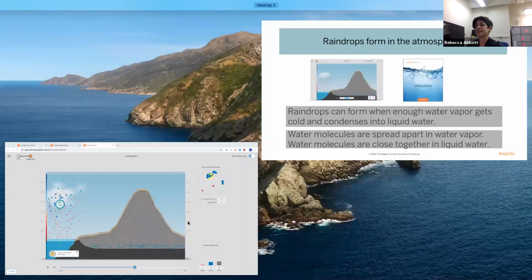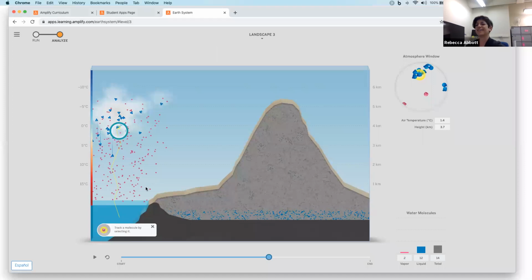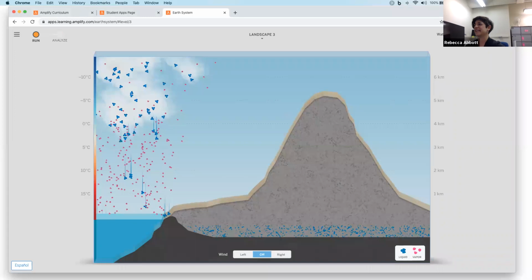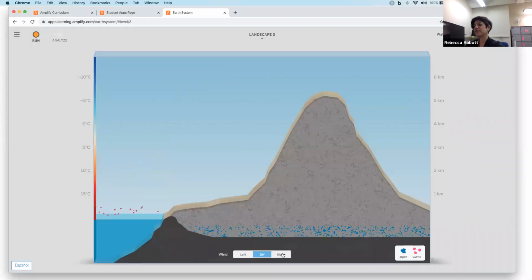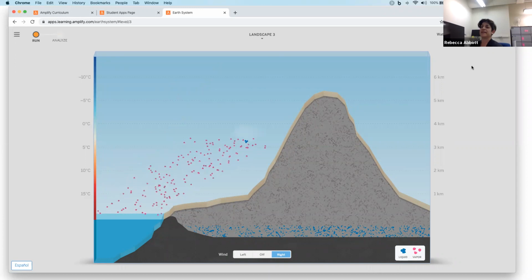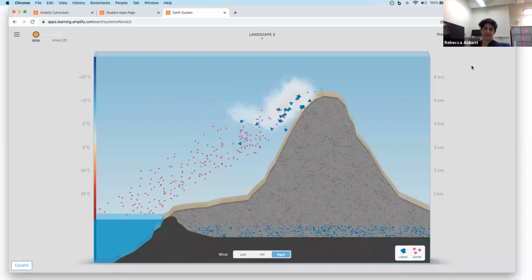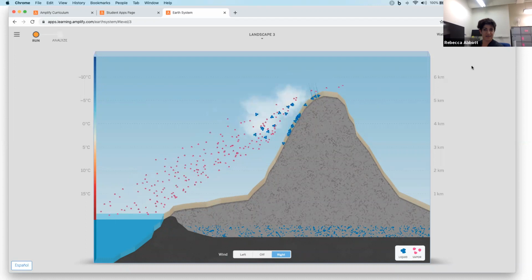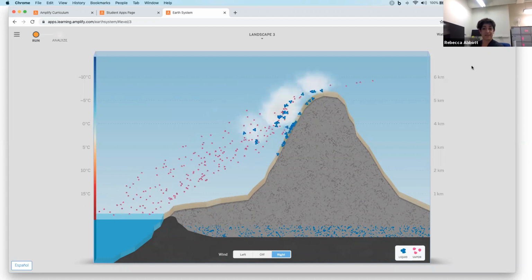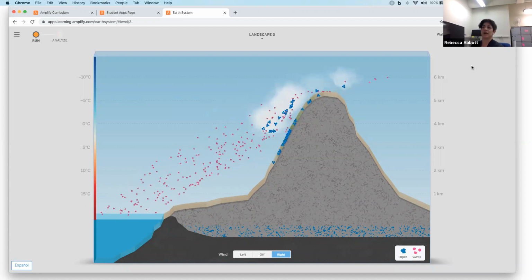Oh, one thing I forgot to show you when we go back to our simulation is that if I go back to run and I reset it, we can actually turn the wind on to the right. And then this starts to show us a little more of what might be happening on East Ferris Island. And what we figured out is that raindrops form when enough water vapor collects together, gets high enough, cold enough to condense into liquid water.